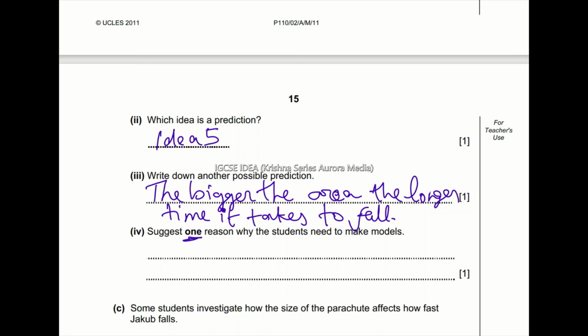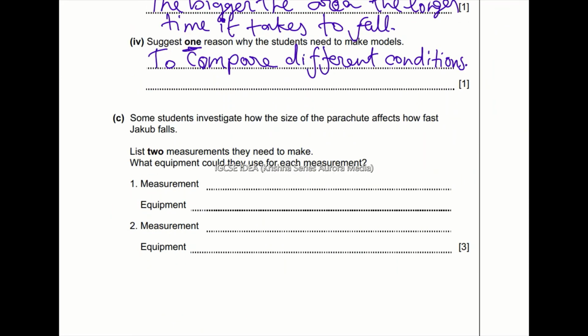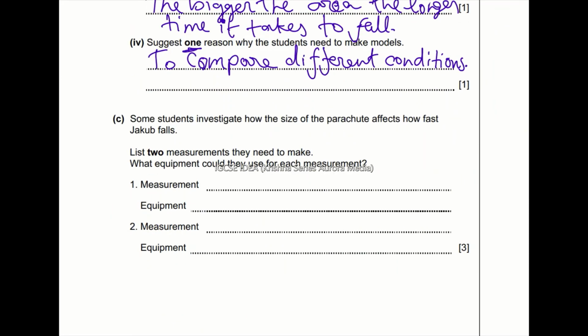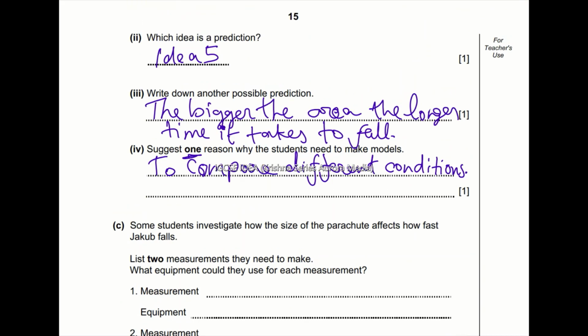Suggest one reason why the student needs to make models. Well, there are many possible answers. One, like to compare different conditions. Making models means they don't need to use humans, and they can test in different conditions like weather and all of those things.